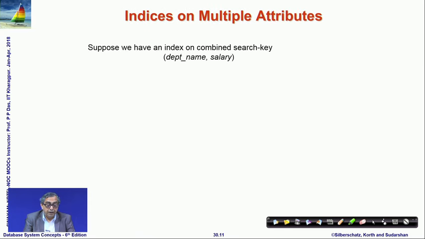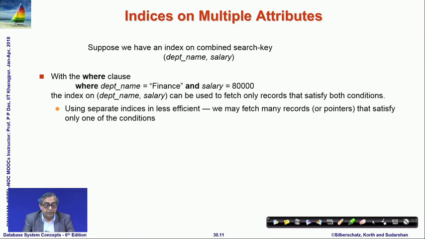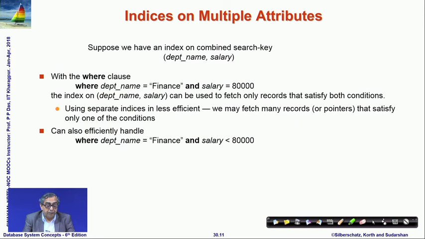So, when we have an index on multiple attributes, going back to the same example of department name being finance and salary being 80,000, using separate indexes is less efficient, though we saw how that can be done. But if we have the index on department name and salary, we can also easily handle queries like department name is finance and salary is less than 100.